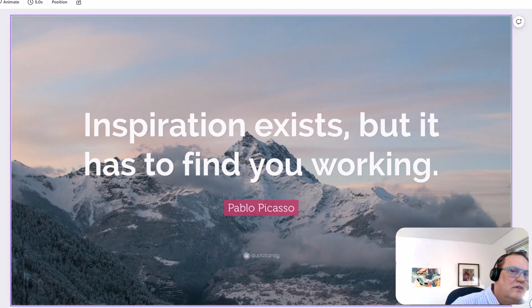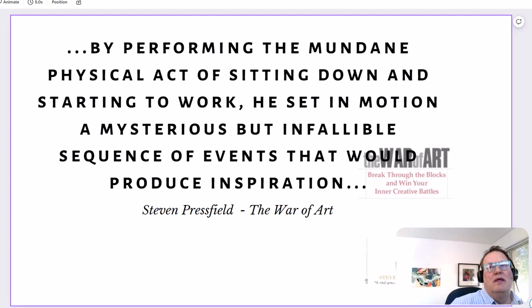And so this is from a book, The War of Art by Steven Pressfield, and he says it in there. And I would recommend this book, whether you have time during this semester or after the semester, but read this book because it applies to what we're talking about with the design principles. But he says here, by performing the mundane act of sitting down and starting to work, you set in motion a mysterious but infallible sequence of events that will produce inspiration.